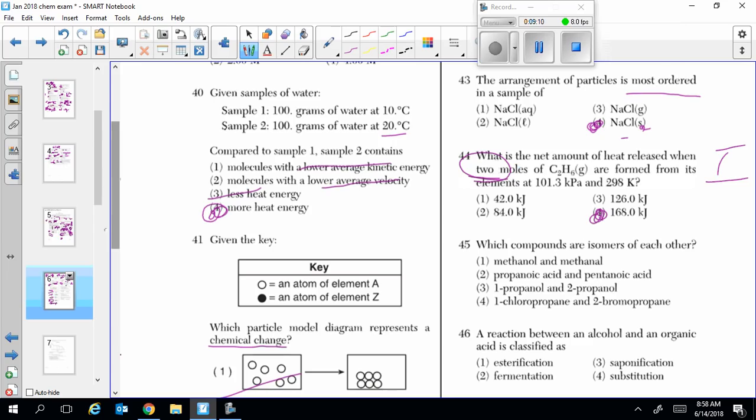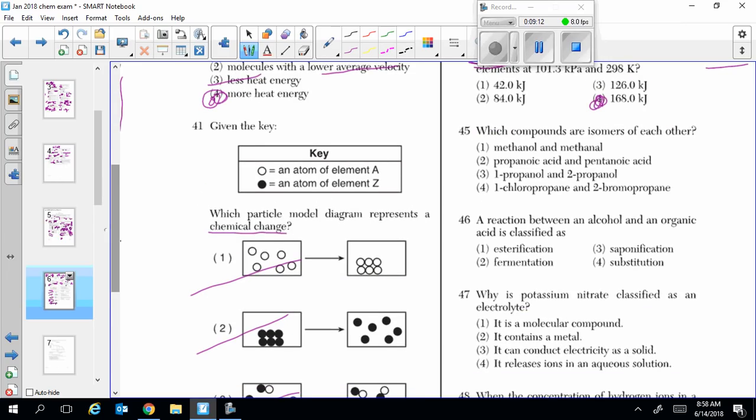All right, which compounds are isomers of each other? Isomers have the same molecular formula, but they have different structures. So methanol and methanol, this is going to have an OH on it, and this is going to have a double bonded O on it, so that's not going to be the same. Propanoic acid and pentanoic acid, prop has 3 carbons, pent has 5 carbons, that can't be the same. Ooh, that's a good one.